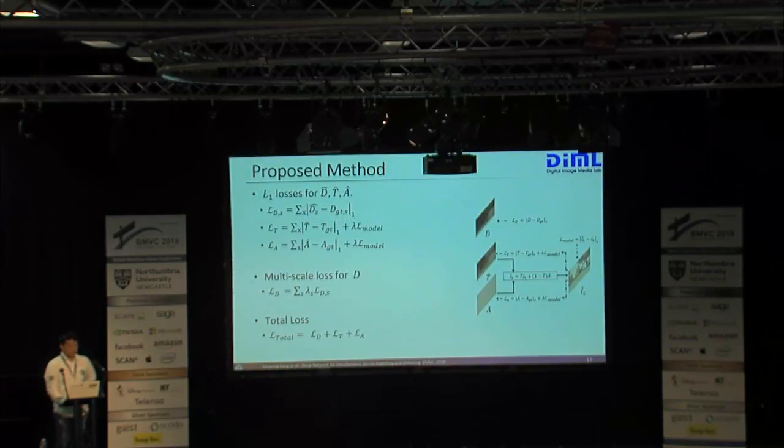To optimize the whole network, we use L1 losses for disparity, transmission, and airlight. For transmission and airlight, we add the hazy image model loss for interaction between those 2 networks. And for the disparity, we adopt multi-scale loss and weight scheduling. Total loss is the summation of all 3 losses and optimized with a single solver.